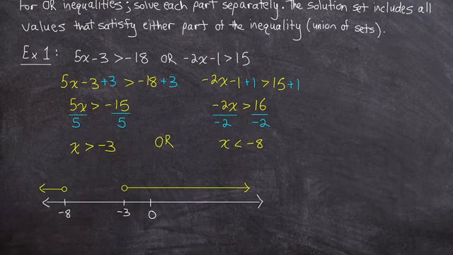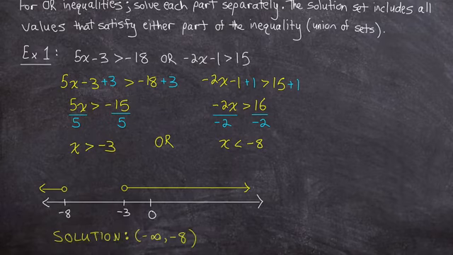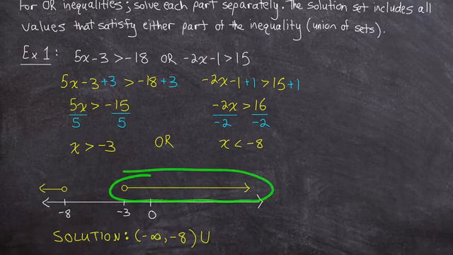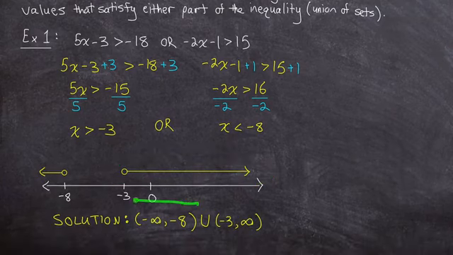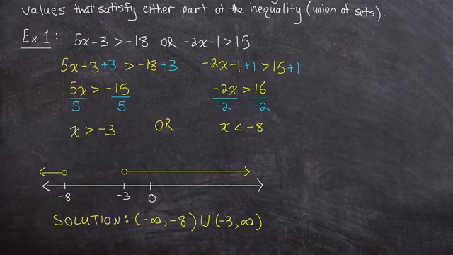So the final answer to this compound inequality would be the set of numbers that are covered by either of these two lines. So that would be the interval of numbers between negative infinity and negative 8, or, and we use a U to represent or, that's the union of the sets, the interval of numbers between negative 3 and infinity. So this is how final answers are commonly represented for compound inequalities. They're written in interval notation.